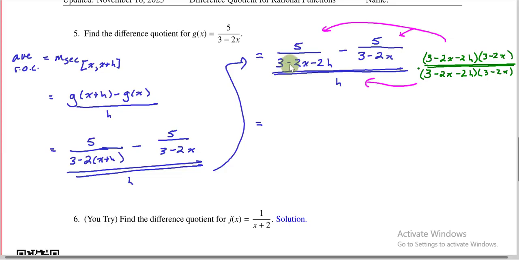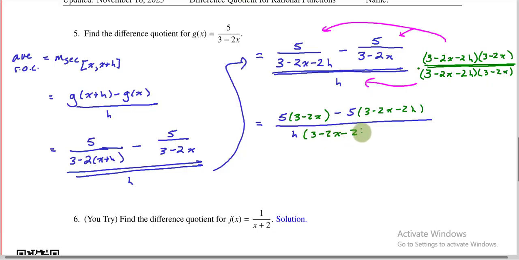In the numerator, notice that these two factors, the 3 minus 2x minus 2h, in both the denominator and in my LCD, those two factors cancel or divide out. So I'm left with just 5 times 3 minus 2x minus, and then here when I distribute to the second term, it's the second factor in the LCD that divides out. So I'm left with 5 times 3 minus 2x minus 2h, all divided by h times 3 minus 2x minus 2h times 3 minus 2x.